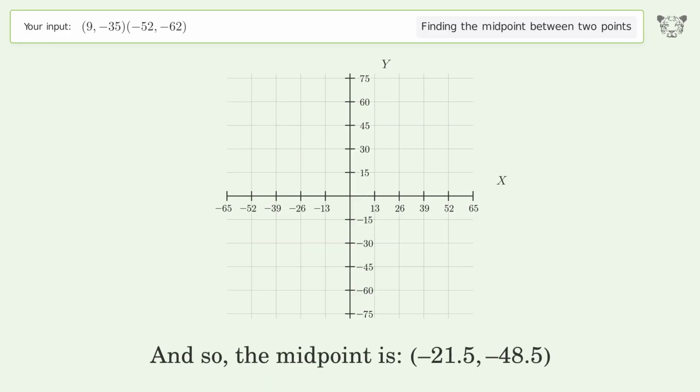And so, the midpoint is negative 21.5, negative 48.5.